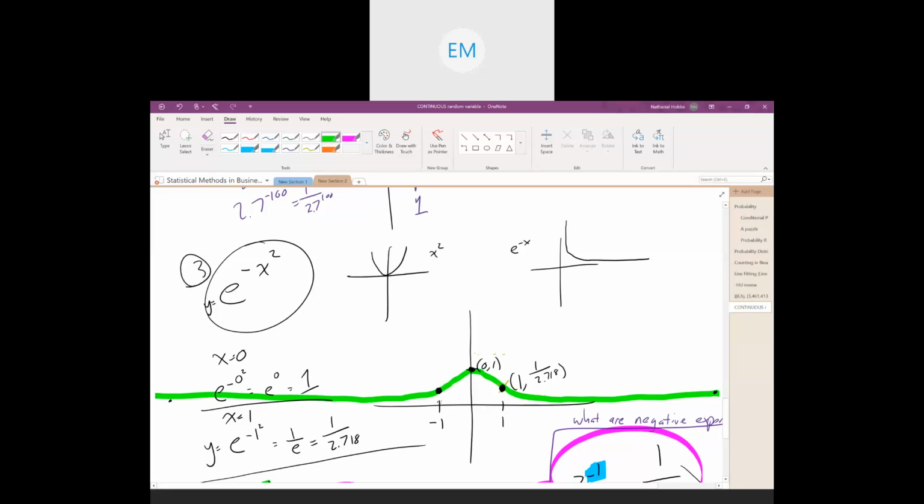Is that a fair curve? Yeah. Great. Thank you. Very good. Thank you so much, Ishan.